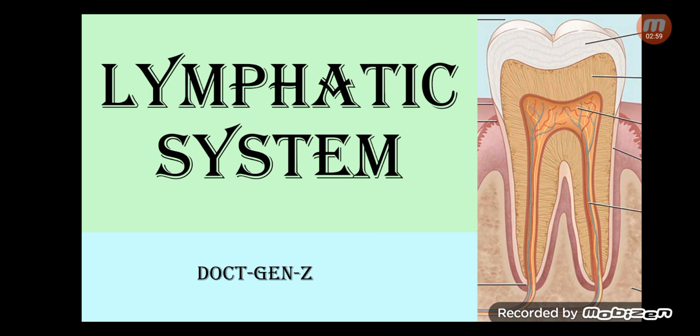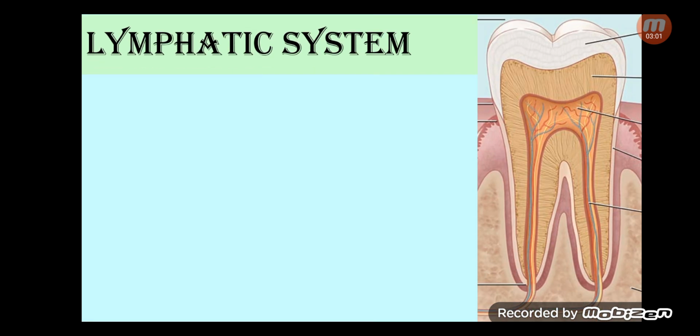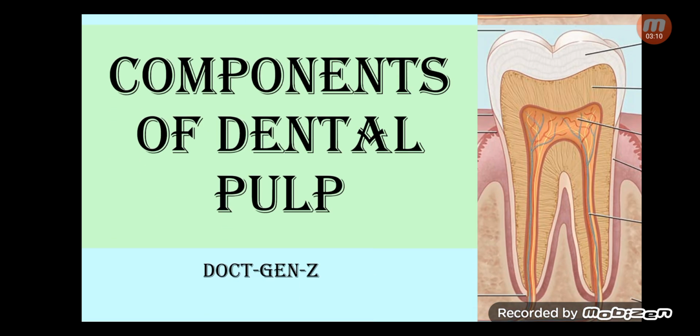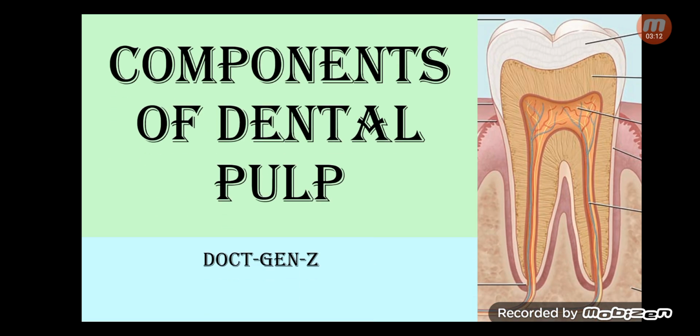Now we'll talk about the lymphatic system of the pulp. Lymphatic vessels in the pulp aid in fluid drainage and play a role in immune defense by transporting waste and immune cells away from the tissue. So this was all about the components of dental pulp.